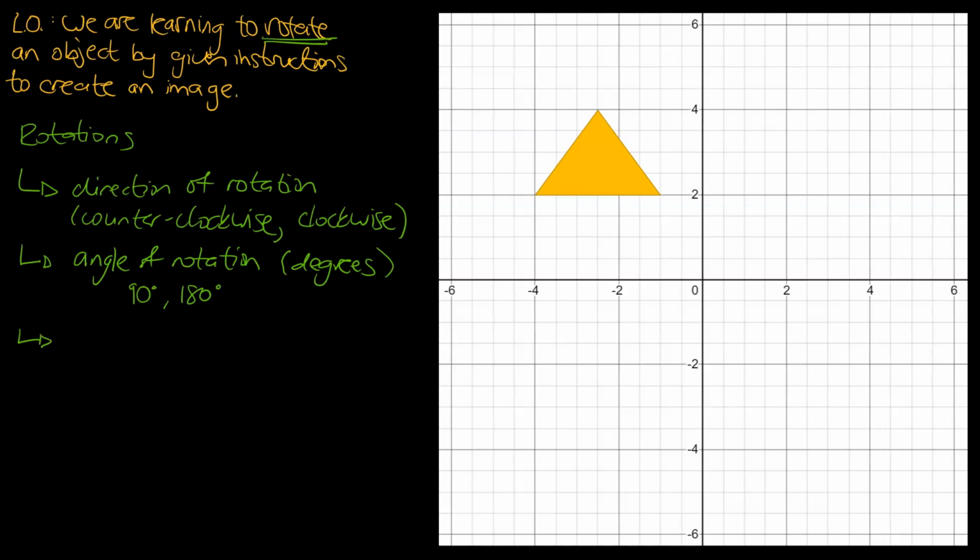And the final one is we need to know the center of rotation. Normally, in a lot of questions, it'll be the origin that is the center of rotation, but that's not always going to be correct. It could be any point on our X and Y axes. And normally those centers of rotation are given in coordinate form.